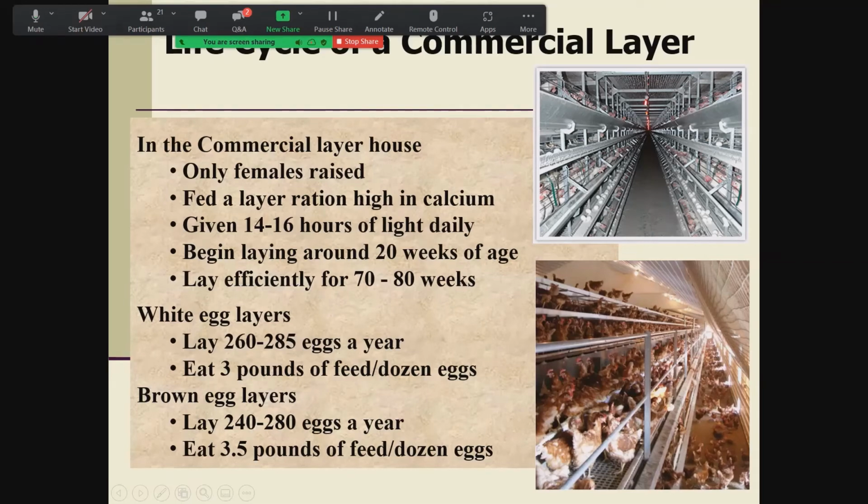So real quickly, only females are raised in commercial chicken houses. Males have absolutely no use. Other than eating feed, making some noise and creating problems, they really don't. So it's just females in these houses. So these eggs are not fertile.